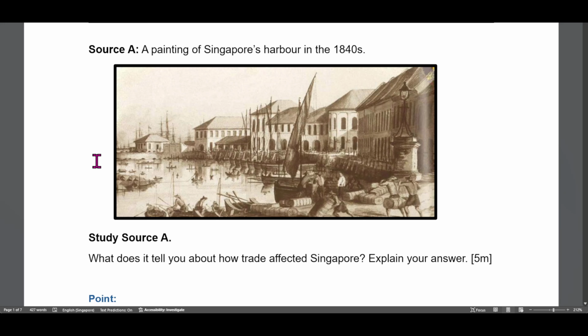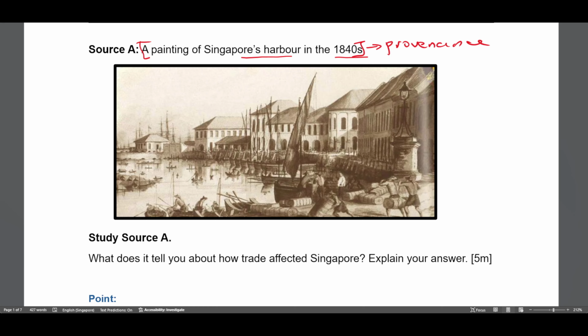Okay, students, so this is a question where they give you a painting. The source is actually a painting, and you need to make an inference. They're asking you, what does it tell you about how trade affected Singapore? So the painting shows Singapore's harbour in the 1840s. It's important to read this line here on top. This line is known as your provenance. Make sure you don't ignore it, and it gives you clues and information about the source, which makes your answering a bit easier.